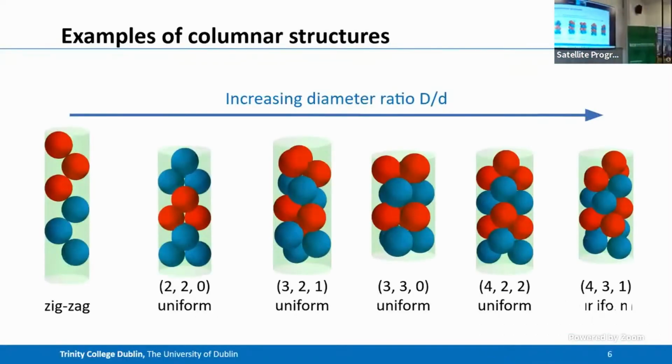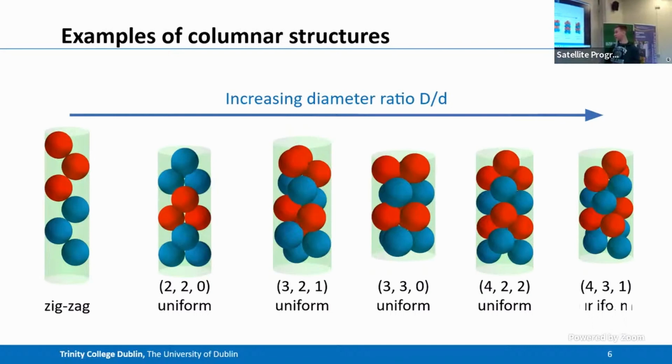One parameter to tune these structures is the diameter ratio. This is the ratio of tube diameter to sphere diameter. If you have a fairly small diameter ratio, you get just the zigzag structure. Then when you increase it, you get more complex structures, and we use these phyllotactic notations to label them.